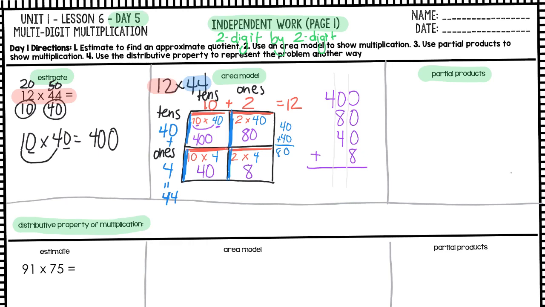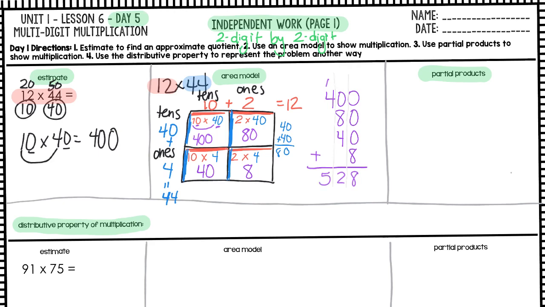So 8 plus nothing is 8. 0 plus 8 plus 4 is 12. And then I'm going to count up 4. 8, 9, 10, 11, 12. And 4 plus 1 is 5.